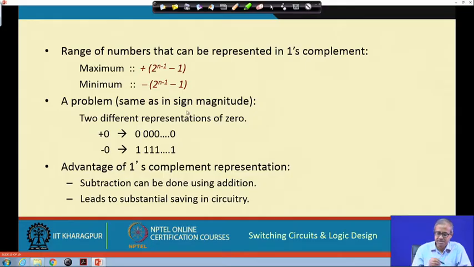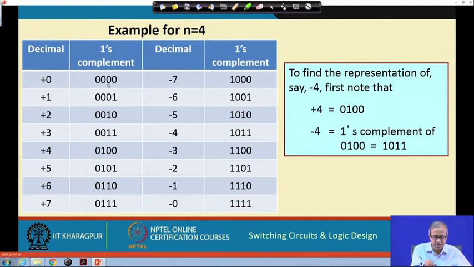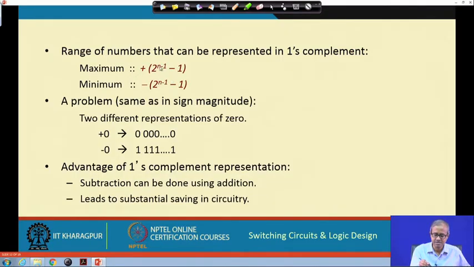It is mentioned here that the range of numbers that can be represented is just like sign magnitude form: maximum is plus 2 to the power n minus 1, minus 1, minimum is minus 2 to the power n minus 1, minus 1. Because if you look at the previous one, on the positive side it was plus 7, on the negative side also it was minus 7. So for n equal to 4 it becomes 2 to the power 3 minus 1, that is 7, and minus 7. Also, as I mentioned, there will be two different representations of 0.